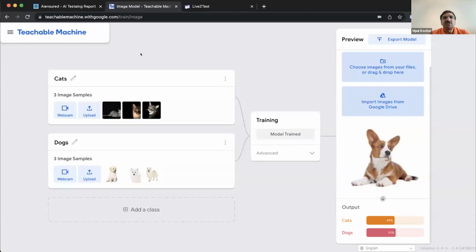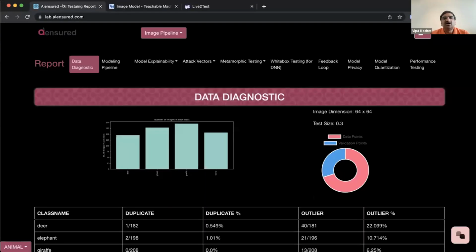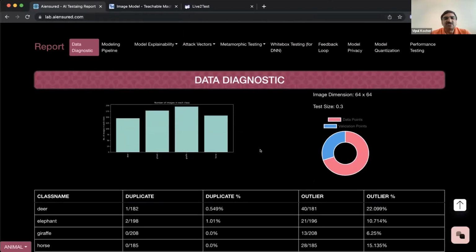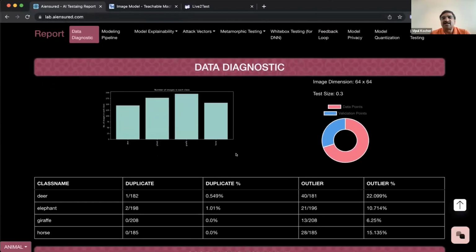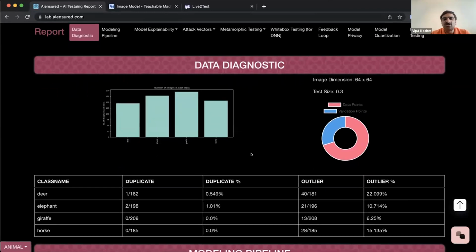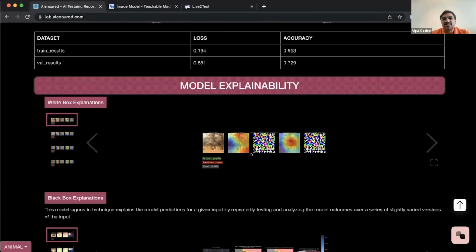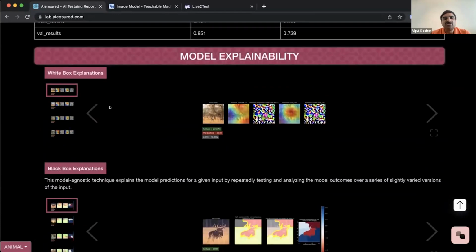Let me show you a tool that we have developed as part of my company called Test AI-NG, or we have a tool called AI Ensured. And I showed you all of these different types of testing. Well, you can see many of these types of tests here. Data analysis, where we are looking at whether there is bias in the data or not. And explainability.